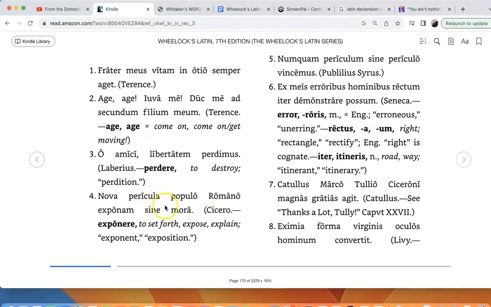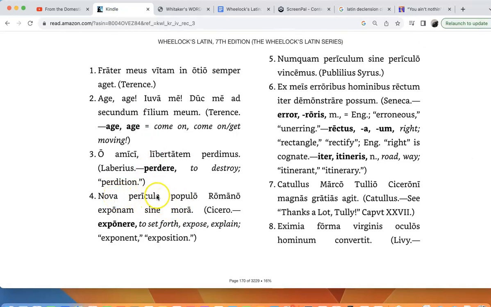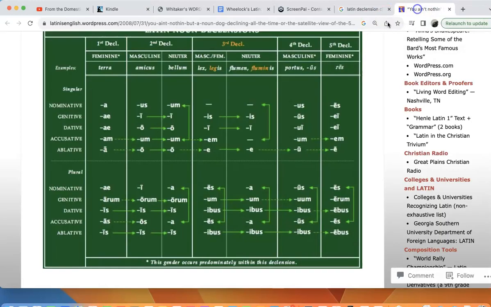But then explain what to whom. Well, here's where you have to know our endings. So nova pericula, we've had pericula before. It's a neuter noun, but it ends in a. So this is going to be second declension neuter accusative plural. See the a and the a? And then, sure enough, here's our neuter plural ending in a, accusative plural.